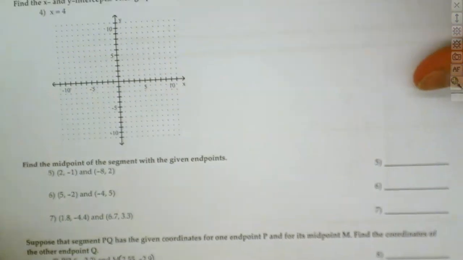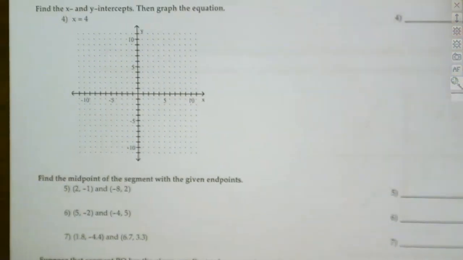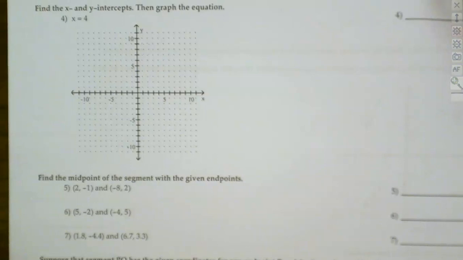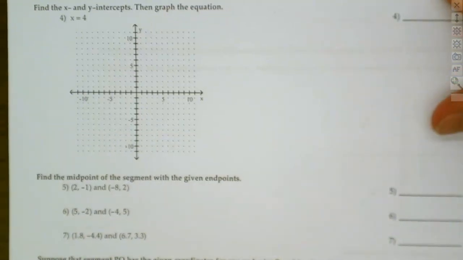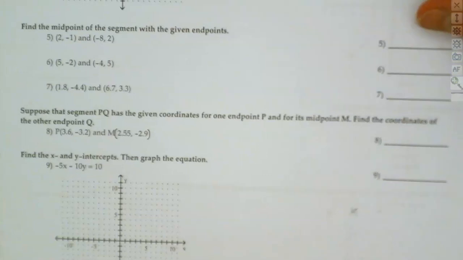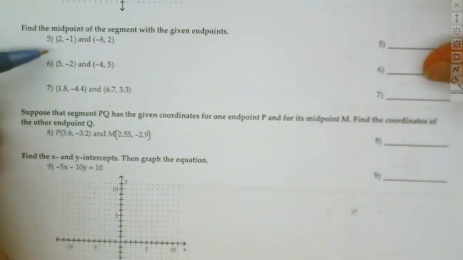Question 4 is very similar to what we just did. I think we did a -4, but this one's a +4, so you can graph that one. So find the x-intercept, the y-intercept, and graph it. And we just did one like it a moment ago.